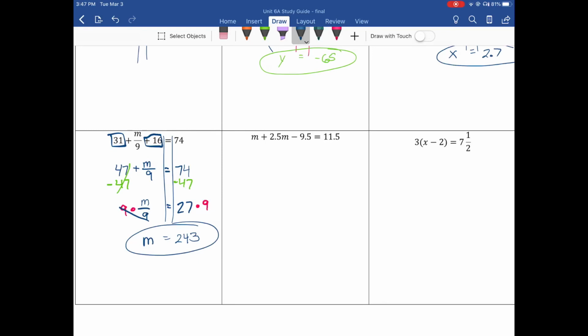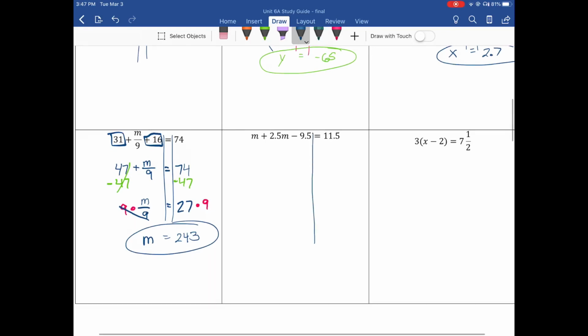In our next problem, we're once again being asked to combine like terms. So if we look at the left-hand side of our equal sign, we see that we have m and plus 2.5m. Those can be put together, and this minus 9.5 is just by itself. So remember, when you have a variable with no number, you can put a 1 in there. So 1 plus 2.5 is going to be 3.5m minus 9.5 is still equal to 11.5.